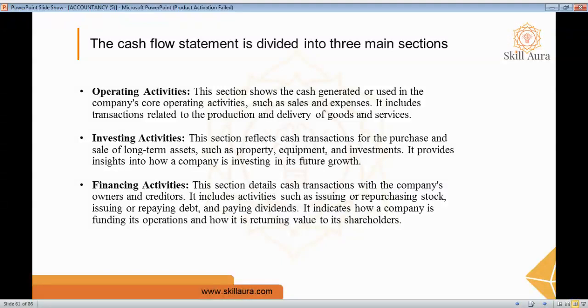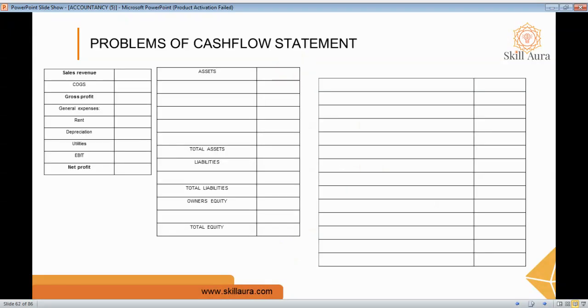By looking into these three sections, we can clearly get a picture of how cash is flowing in and out of the company. So this is very important for understanding the financial health and the stability of a company.